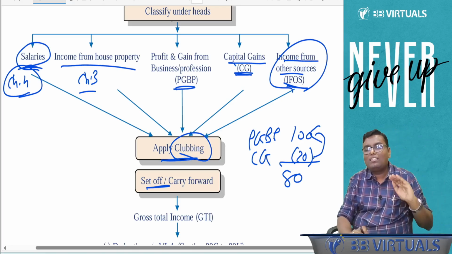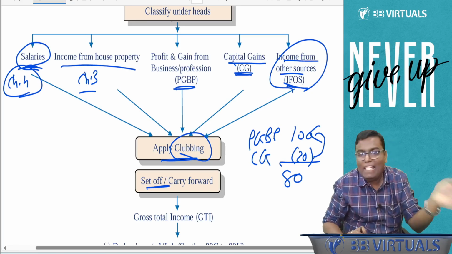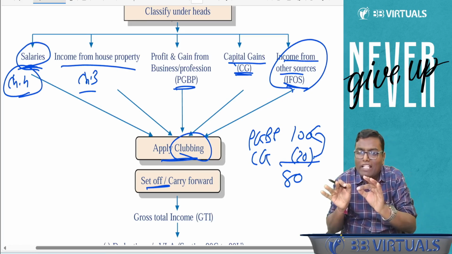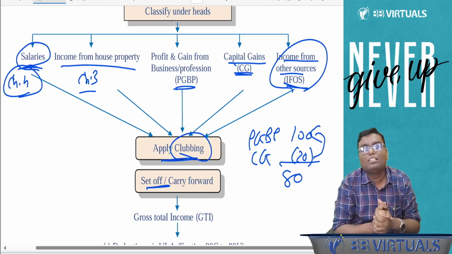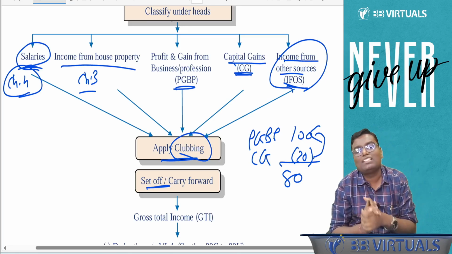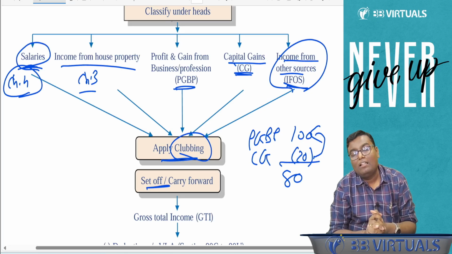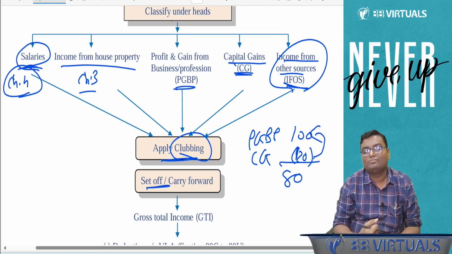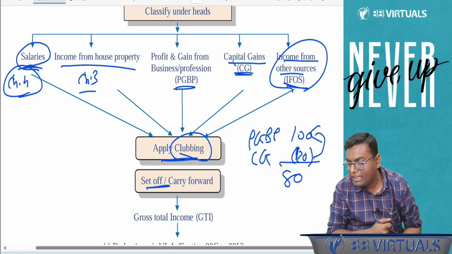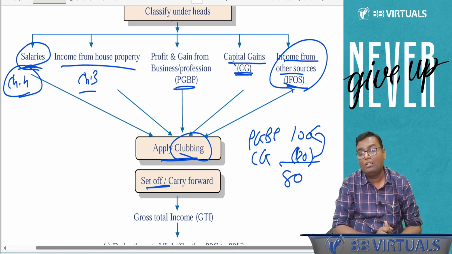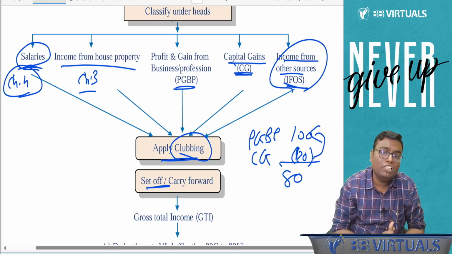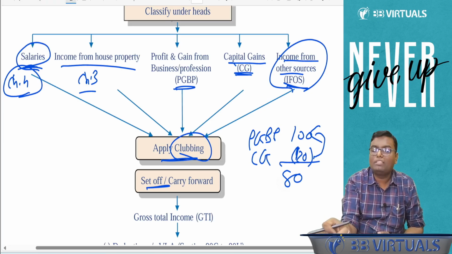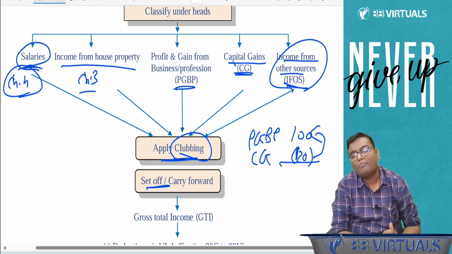But I cannot set off any loss against any income. Few losses can be set off only against few incomes. And this we will study in that particular chapter. Okay, let's say, what if there is a loss of 120 rupees? And in business, income is only 100 rupees. But in capital gain, the loss is of 120. Now tell me what will happen. How much will be my remaining income?